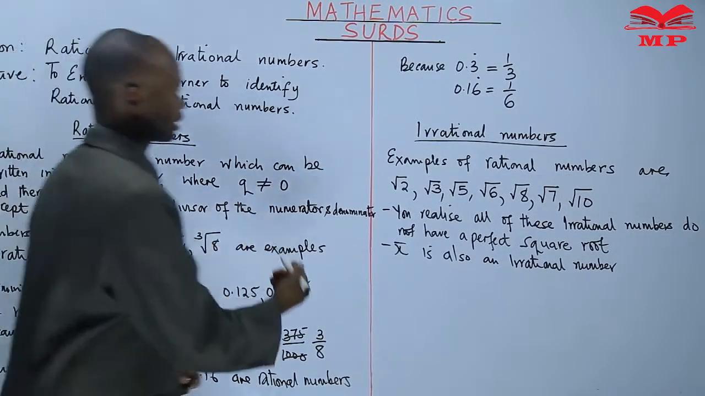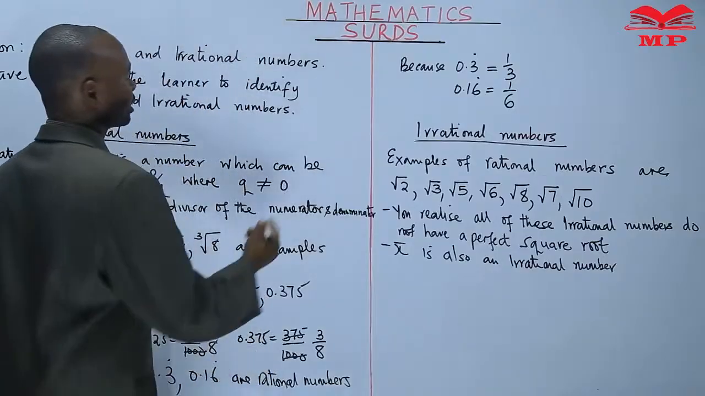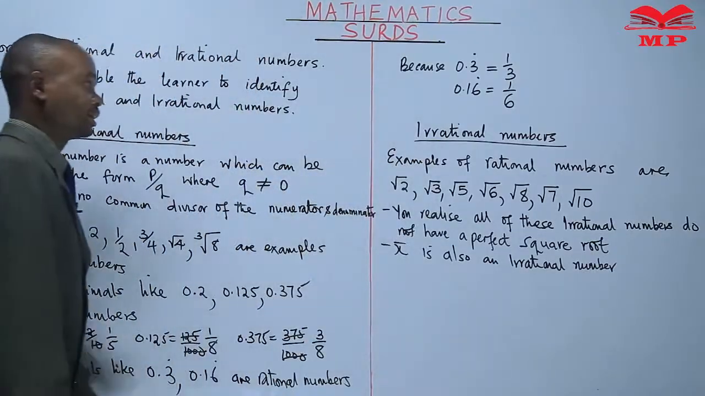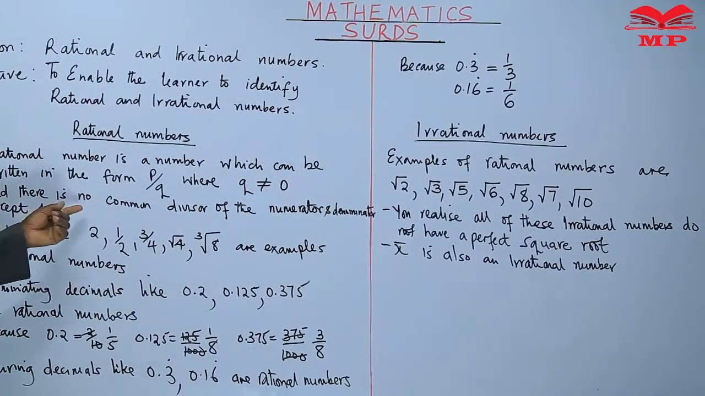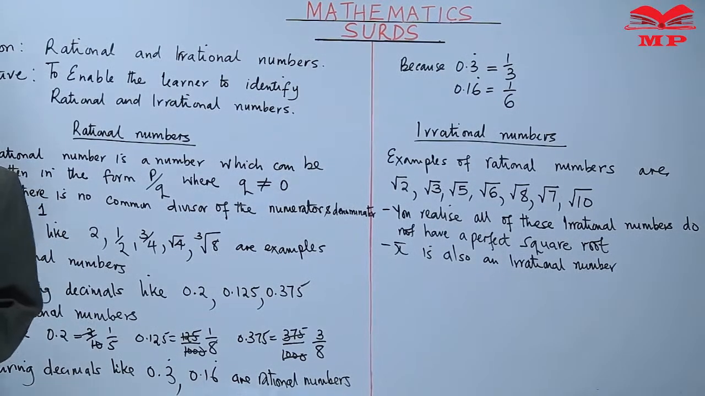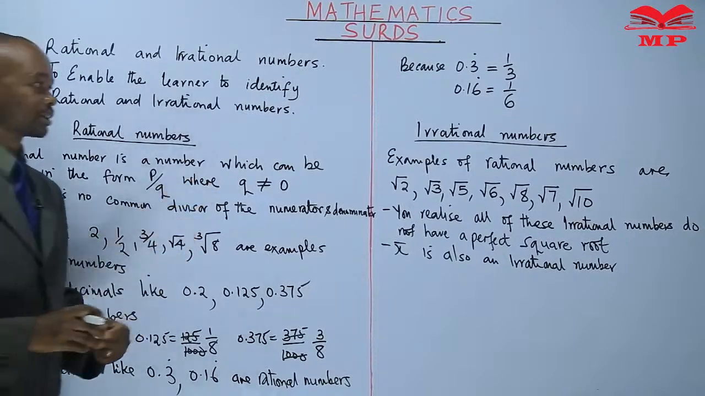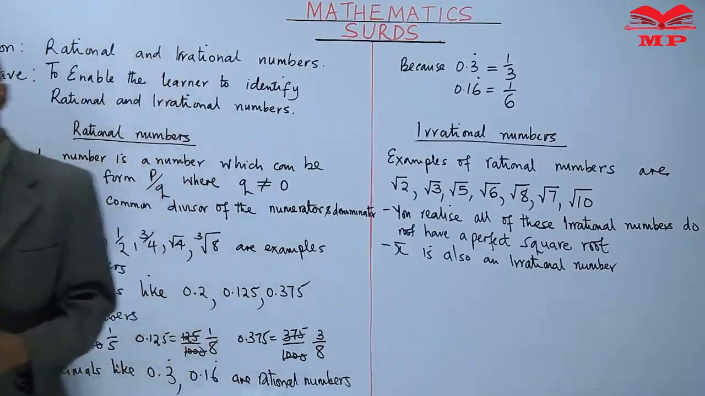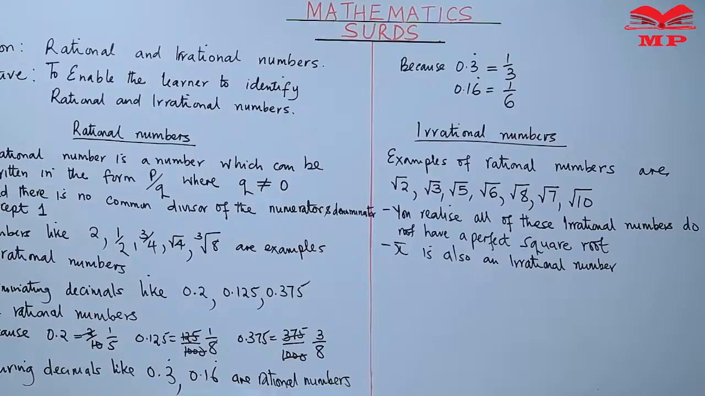So the only difference when we come to irrational numbers, most of them that would occur in the root form, like square root, they do not have the exact or the perfect square root.